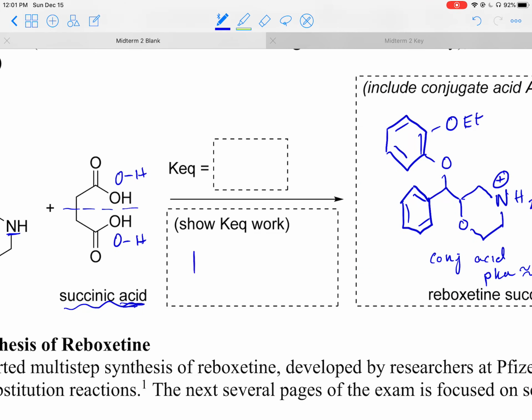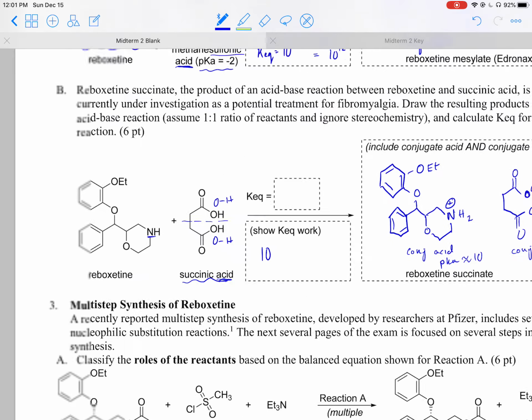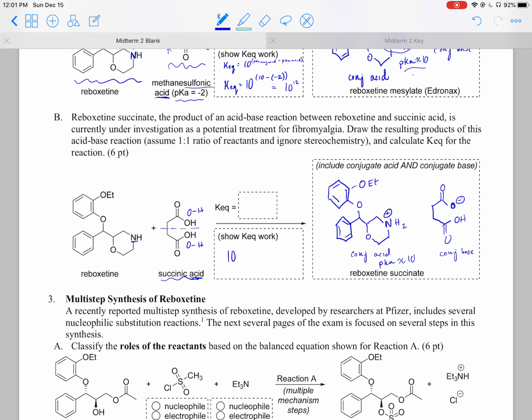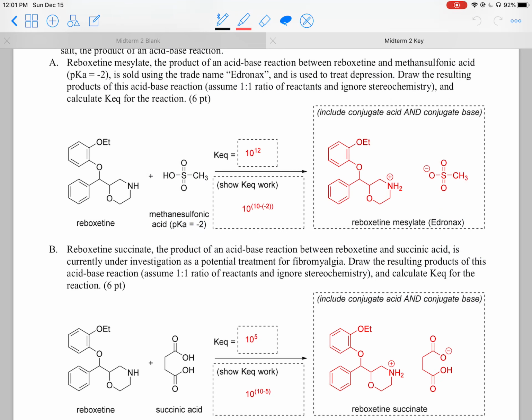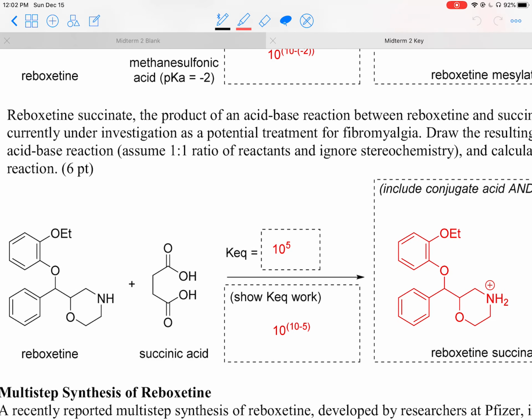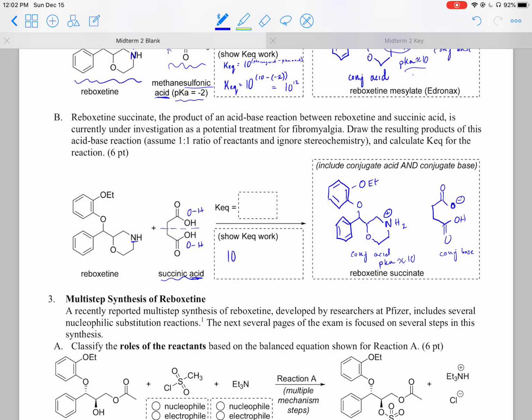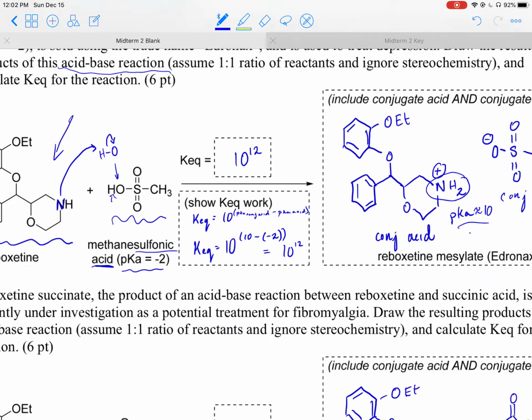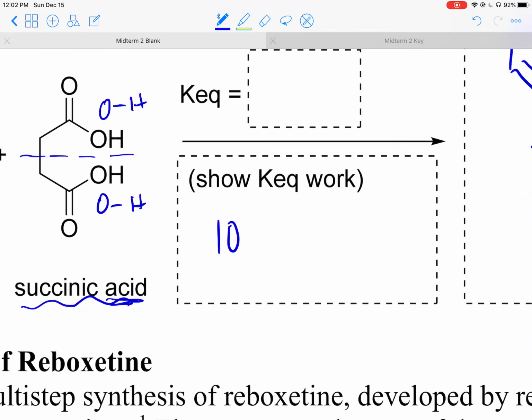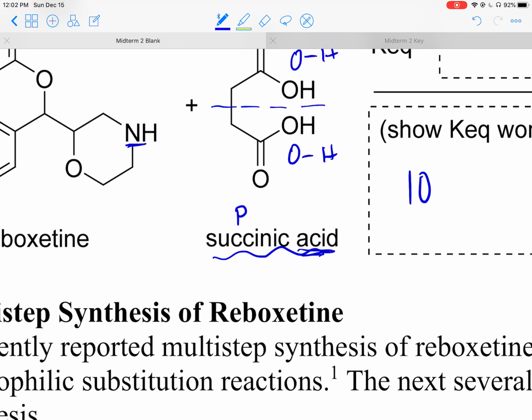So that's going to be 10 to the, and succinic acid, that's one that we should have memorized. Oops, okay. Succinic acid, I think that is, I don't even remember. Oh, that's a 5. Okay, that's my bad. I wrote those all on my cheat sheet for the final. So, I don't have that memorized off the top of my head. But, so yeah, let's write that down.